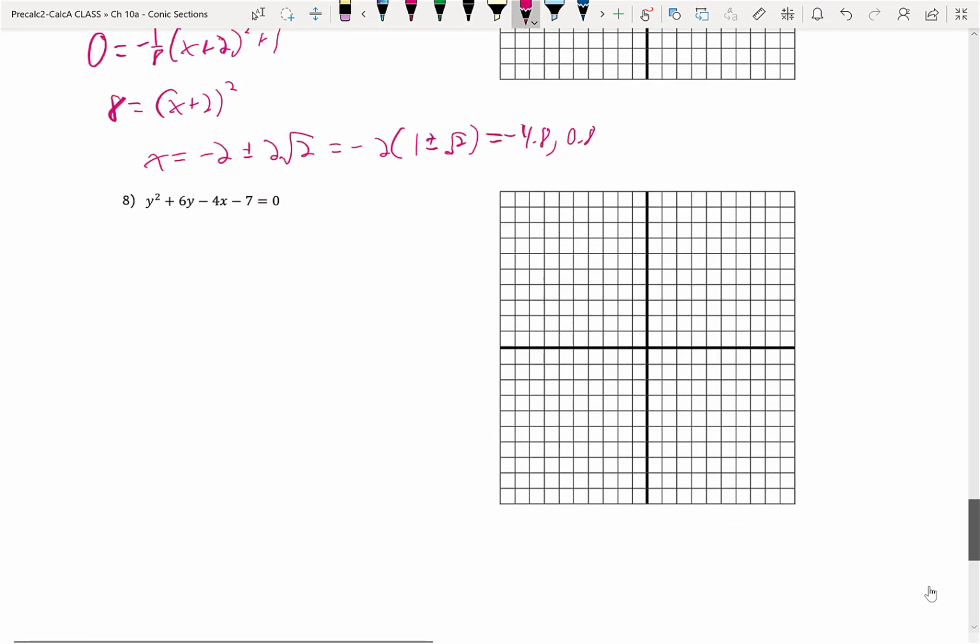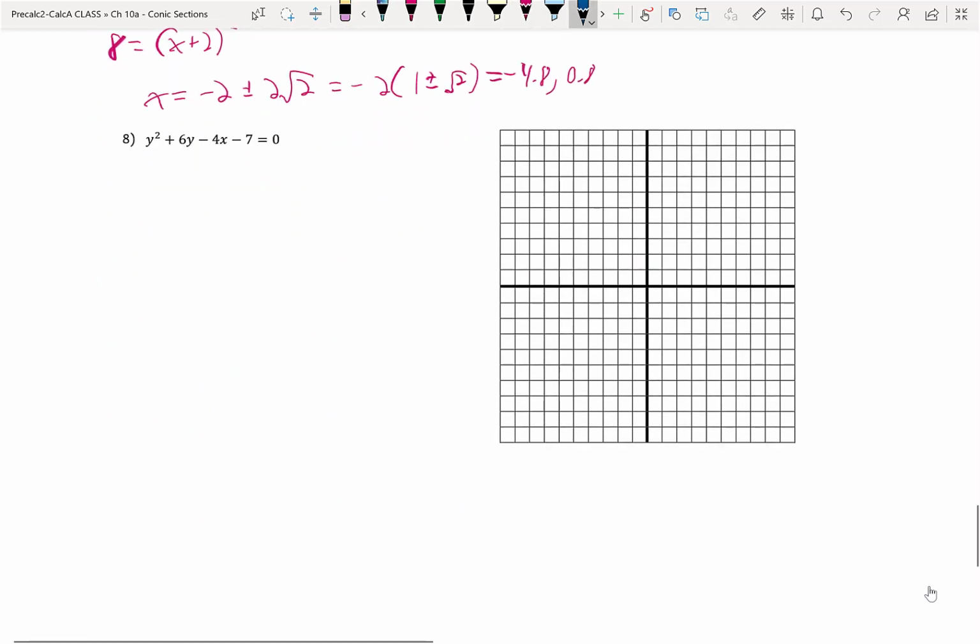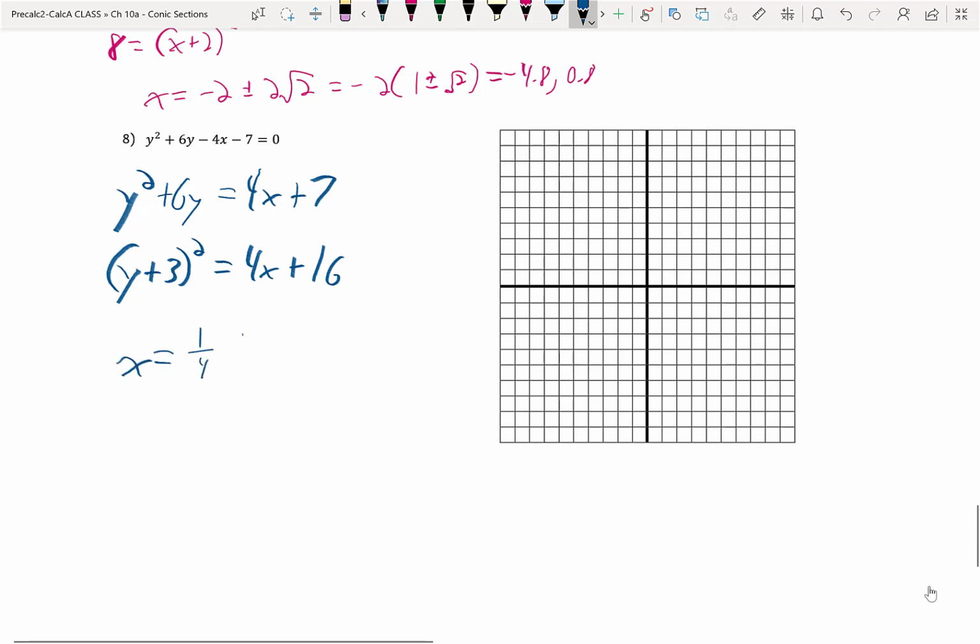Okay. Lastly, this one is going to be one where I'm going to want to complete the square on the y. So let's move the y squared plus 6y to one side and the 4x plus 7 to the other side. Add 9 to both sides. I get (y plus 3) squared is equal to 4x plus 16. Subtract 16 and divide by 4, and I get x is equal to 1/4 (y plus 3) squared minus 4. And I know that c is equal to 1, and h, k is -4, -3.